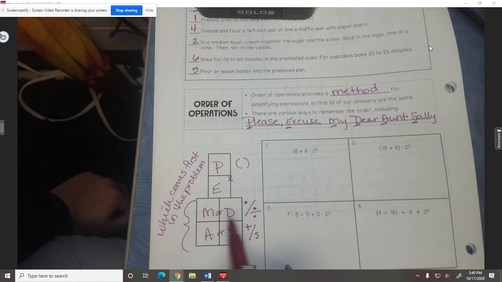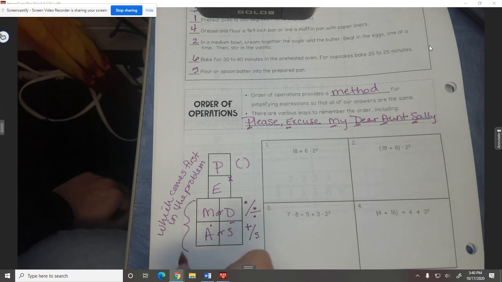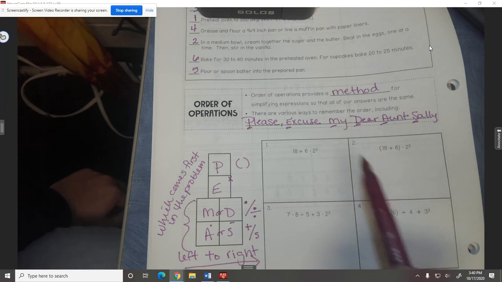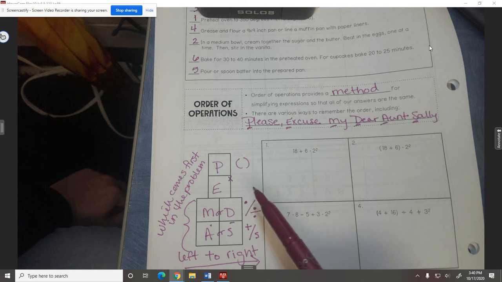So let's say I'm working a problem and it has division and multiplication, and division comes before the multiplication. I would do the division first, then the multiplication. And we work these problems from left to right, just like we read, from left to right. Okay? So we have a few examples here, and we'll use this as our checklist right here.